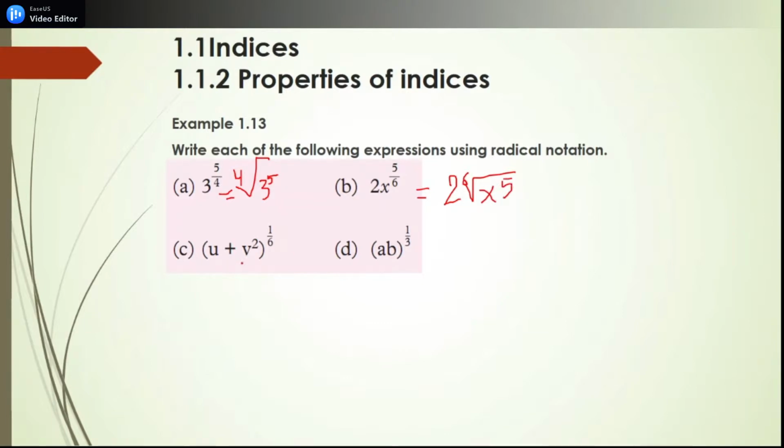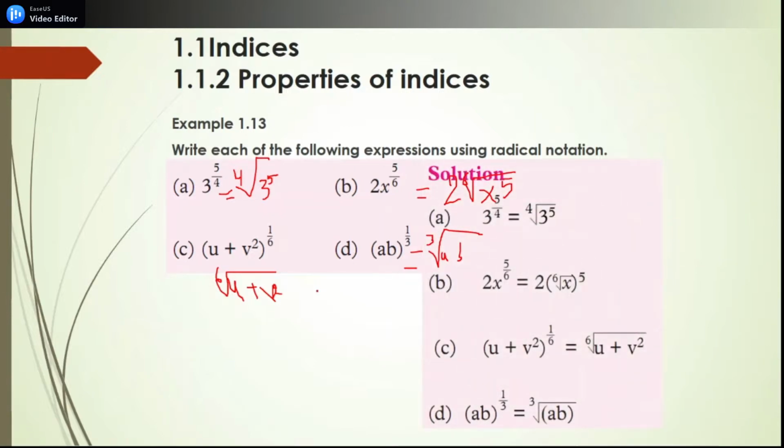Also this one can be written as the 6th root of u plus v squared. Also this one can be written as the third root or cubic root, as here you see we have a cube. So those are the same as what you have.